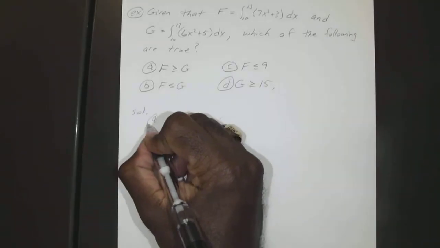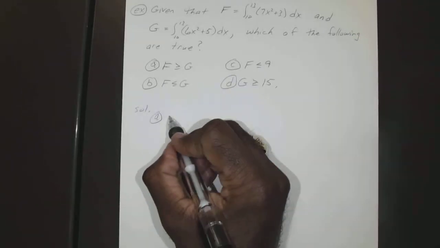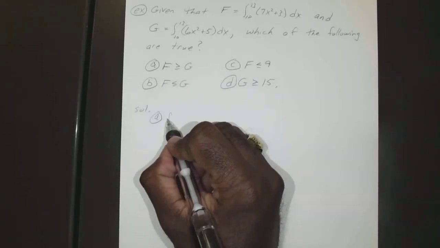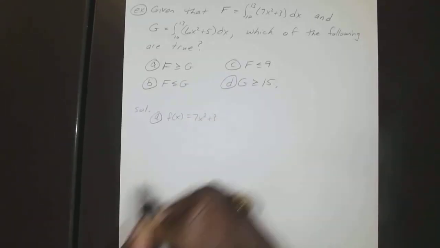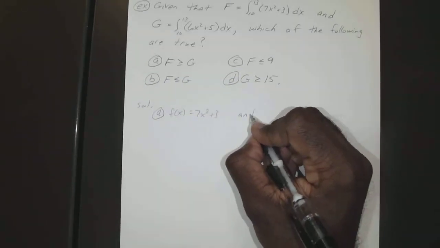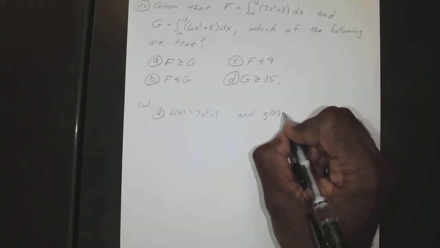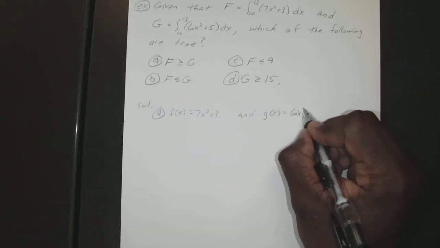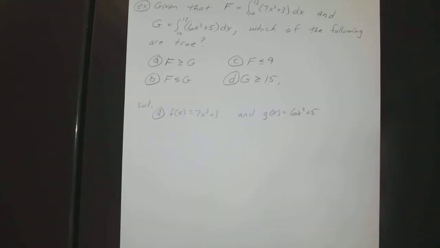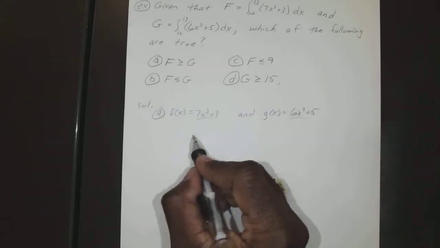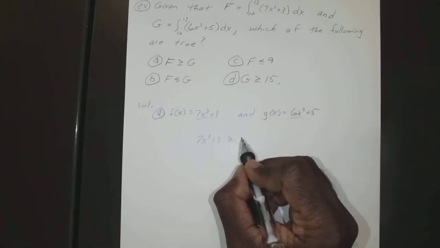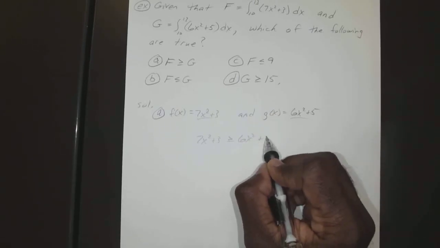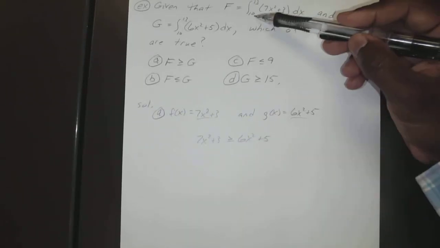All right, so for problem A, let's say if we let our f of x equal 7x squared plus 3, and our g of x equals 6x squared plus 5. Okay, so we can see here that 7x squared plus 3 is greater than or equal to 6x squared plus 5 when x is between 10 and 13.